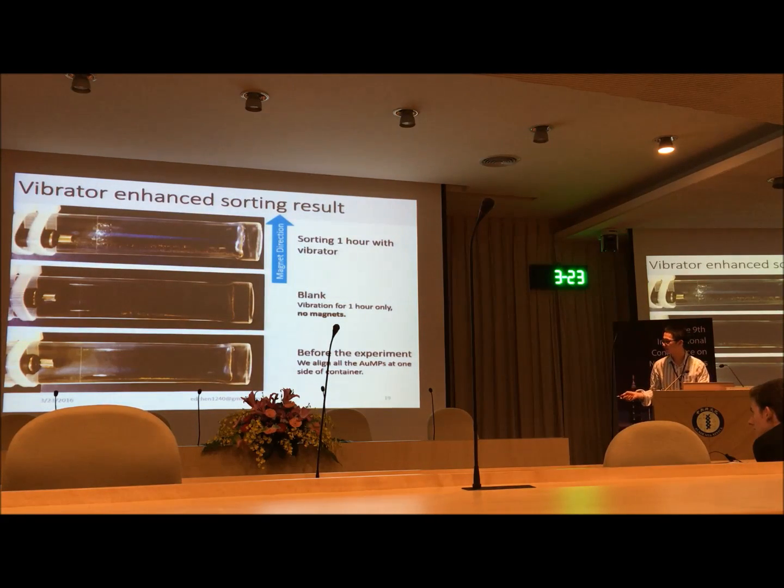And this is the latest result. Before the experiment, we changed the way we do it: we align all the gold microplates at a single side of the container. And we did a blank test, where we only vibrate for 1 hour and there's no magnet moving. In the real experiment, where we sort for 1 hour with the vibrator, we can see larger gold microplates on the top side here, and smaller gold microplates here. So there is a sorting effect here. However, we haven't done a quantitative test for this result.